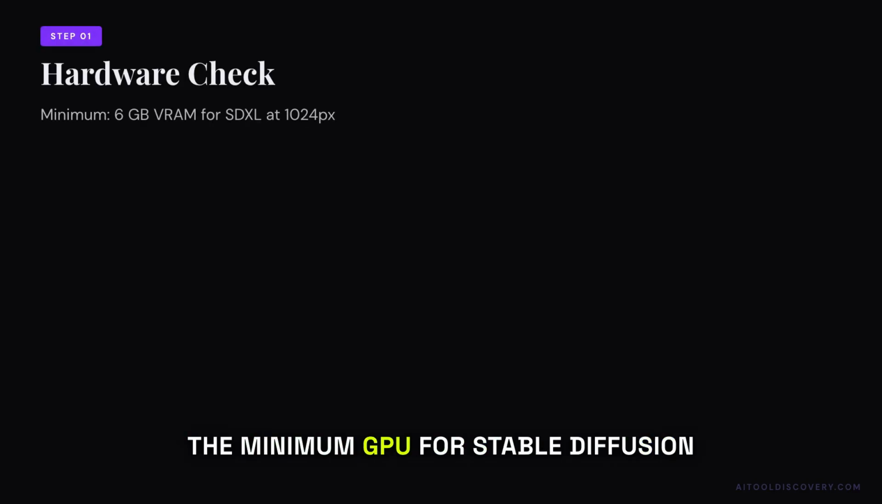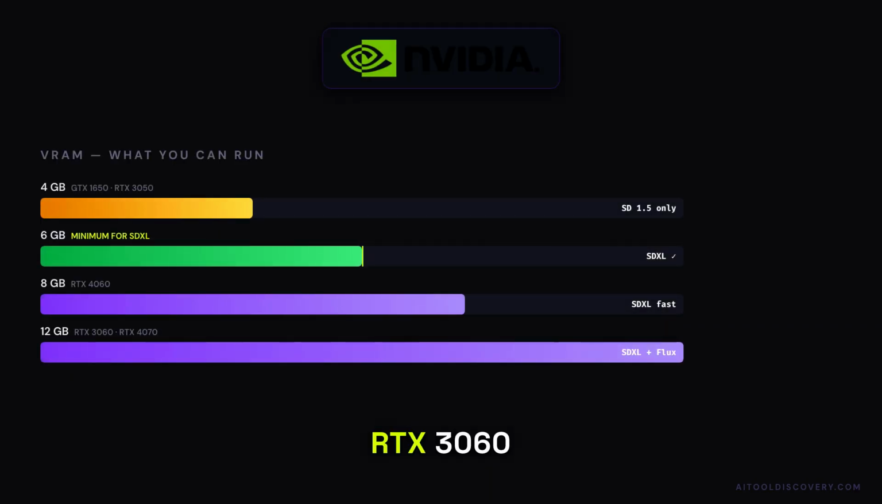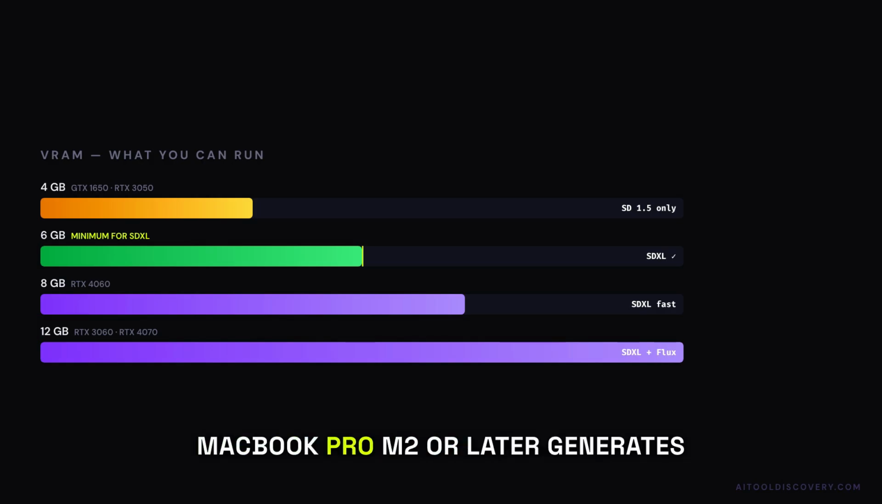The minimum GPU for Stable Diffusion is 6 GB of VRAM. An RTX 3060 or RTX 4060 handles SDXL at 1024 pixels in 3 to 8 seconds per image. At 4 GB, SD 1.5 works with the low VRAM flag. On Apple Silicon, the Metal backend covers you. MacBook Pro M2 or later generates images in 10 to 30 seconds. CPU only is possible, but takes 5 to 15 minutes per image.